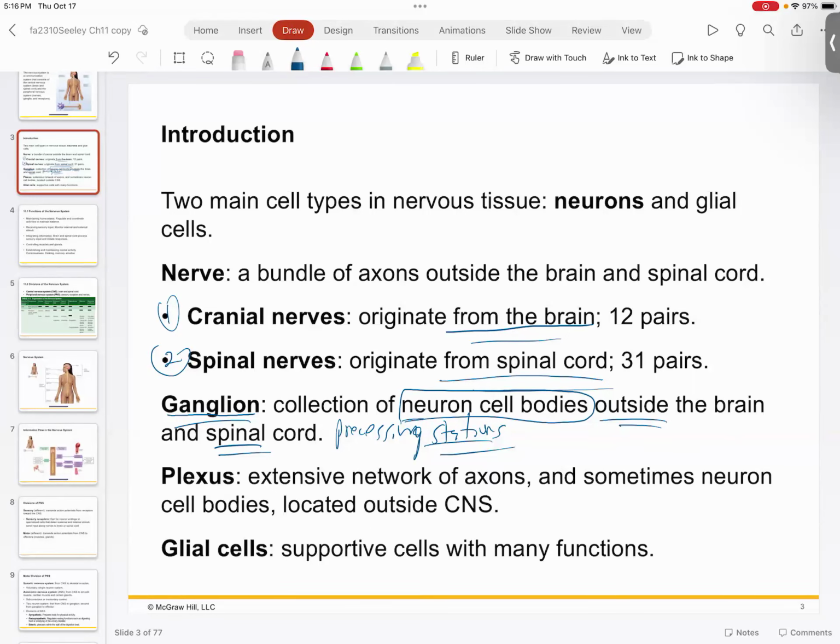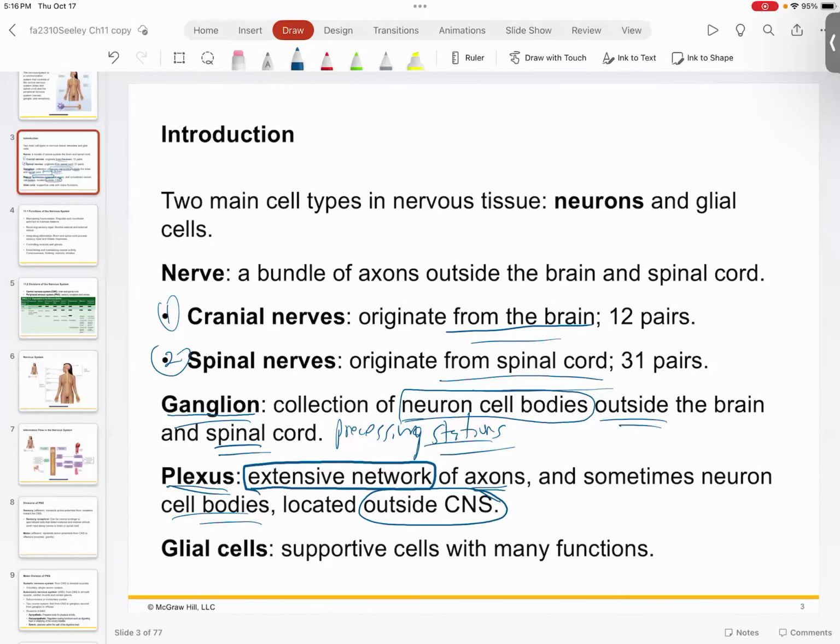Then you have another term, which maybe several of you have run into, the concept of a plexus. All a plexus really means is an extensive network. It's kind of like a fishnet structure, and it's a generic structure. A neural plexus, in this case, is an extensive network of axons. Sometimes you'll have cell bodies in there, but typically it's outside of the central nervous system, in the peripheral area. Just to let you know, you can also have a vascular plexus, which is a network of blood vessels.